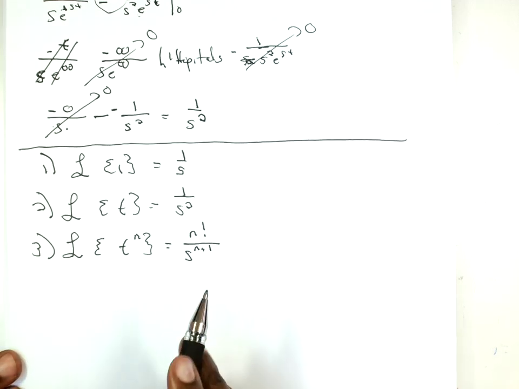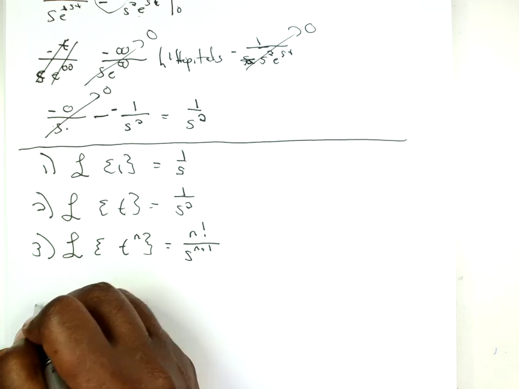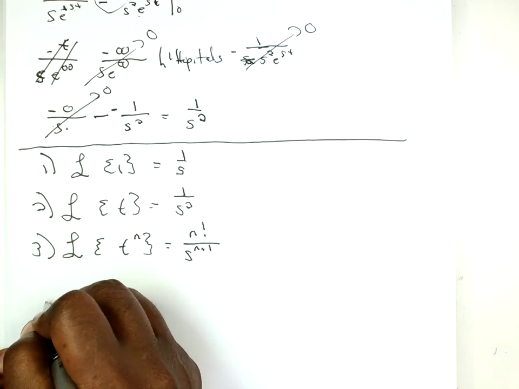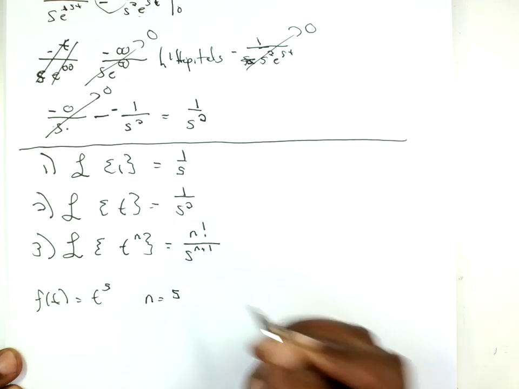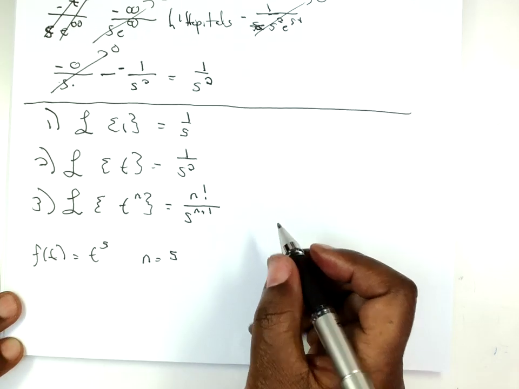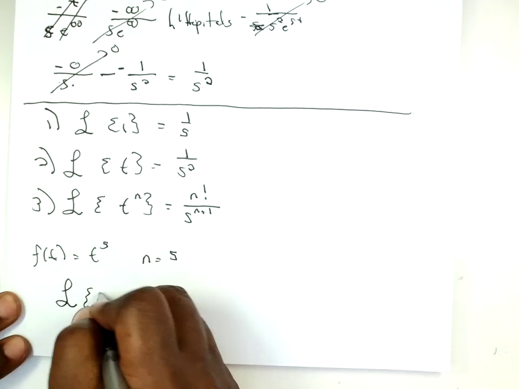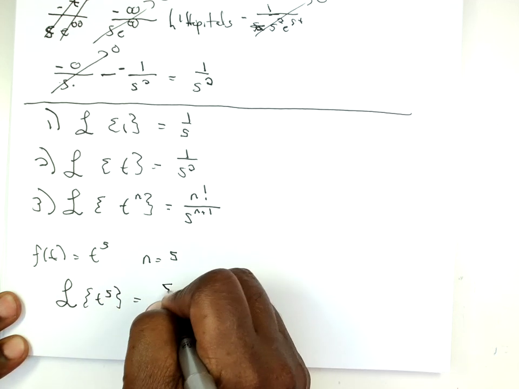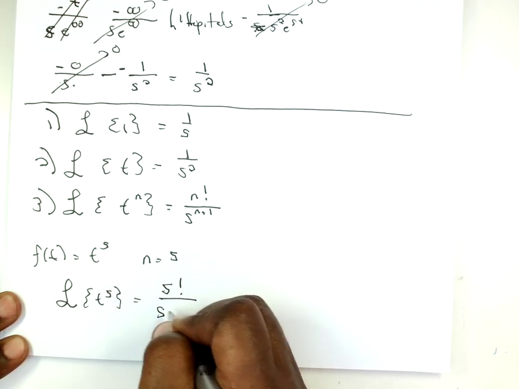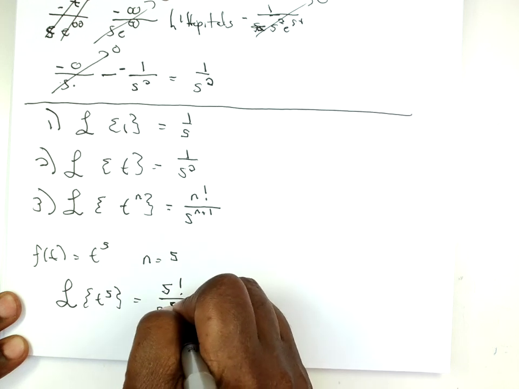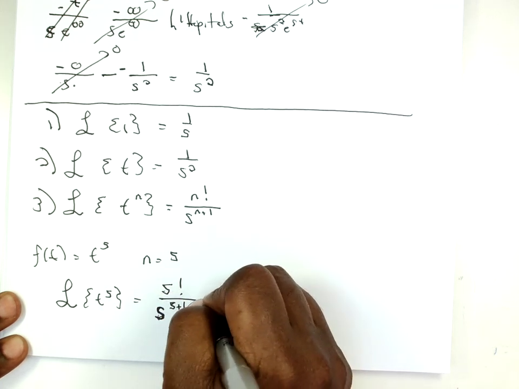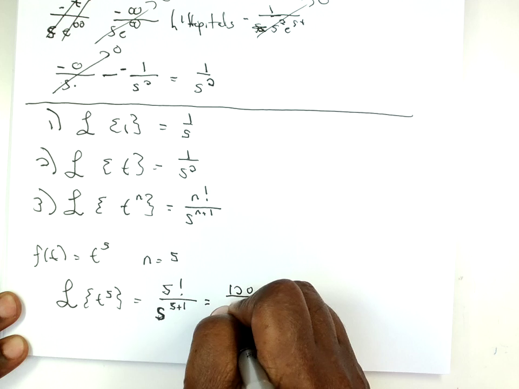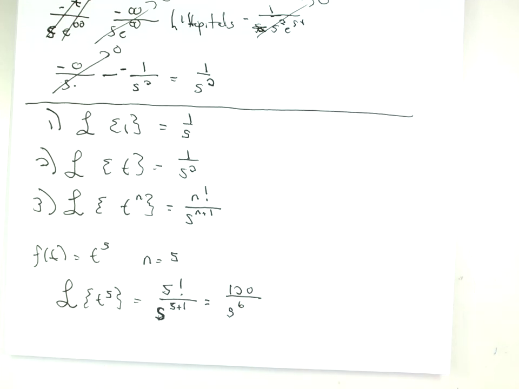So let's do an example of this third one. So if I had f of t is equal to t to the 5th, that means my n is equal to 5. So the Laplace transform of t to the 5th is going to be 5 factorial over s to the, these are terrible, s to the 5 plus 1. So 5 factorial is 120 over s to the 6th power. Don't worry, I'm going to work on my 5's and s's for this section.